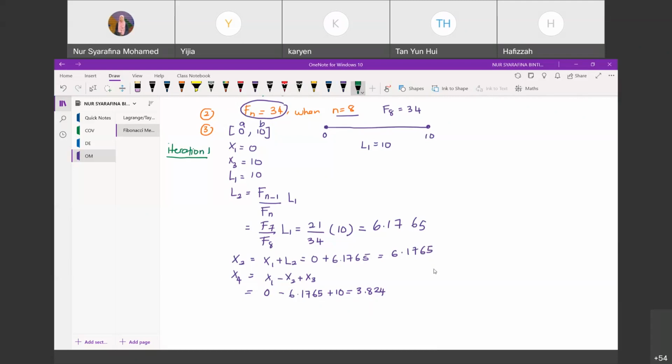Your initial line now becomes, this is 0, this is 10, right? Then your x2 is given by 6.17 and x4 is 3.8. This is x4, this is x2.